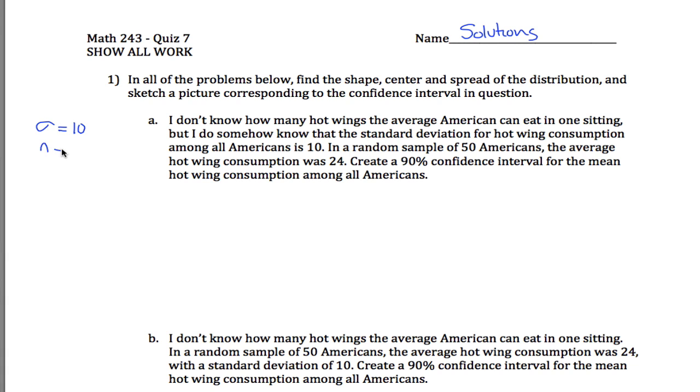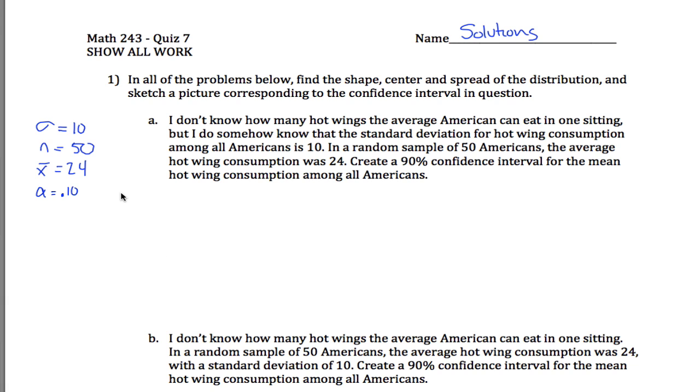And n looks like it's equal to 50. In this sample of 50, the average is 24, so x bar is 24. And it wants a 90% confidence interval, so alpha is 10%.